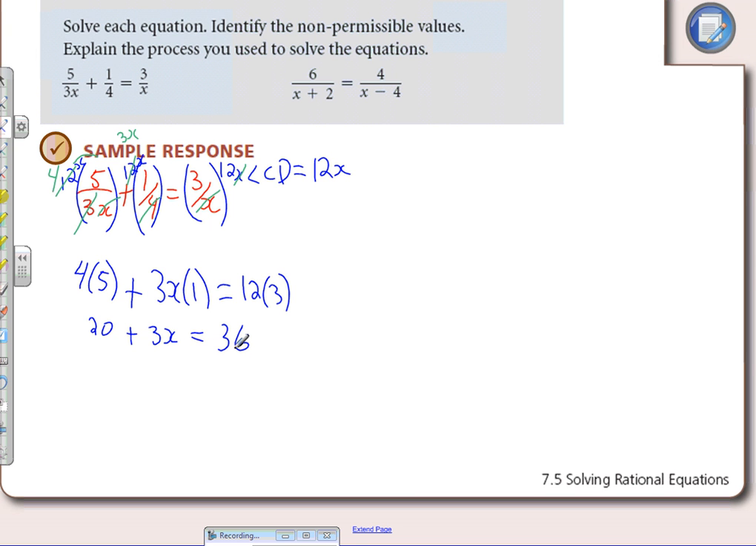Take your numbers to one side. So let's subtract 20. Subtract 20. 3x is equal to 16. And then divide by 3. So x is equal to 16 over 3.